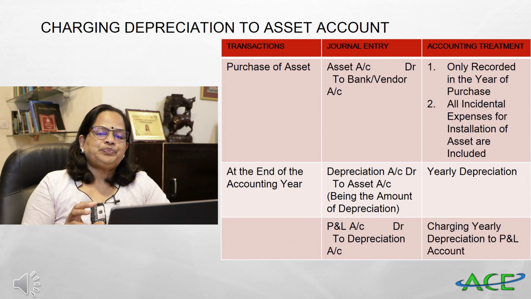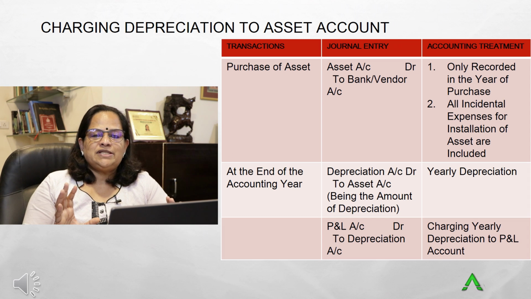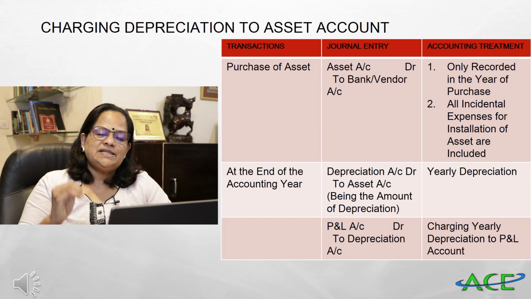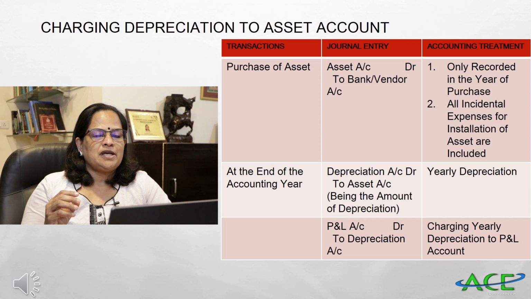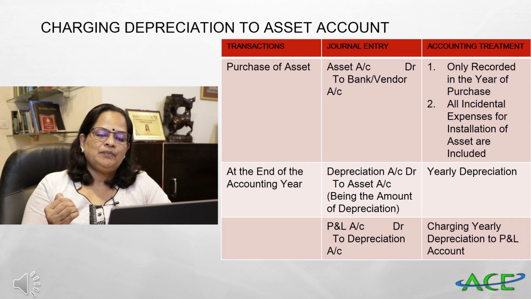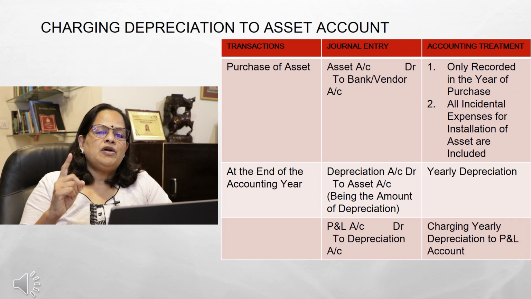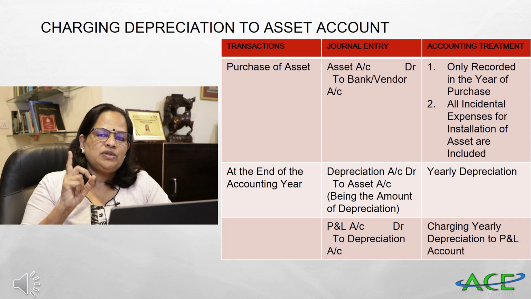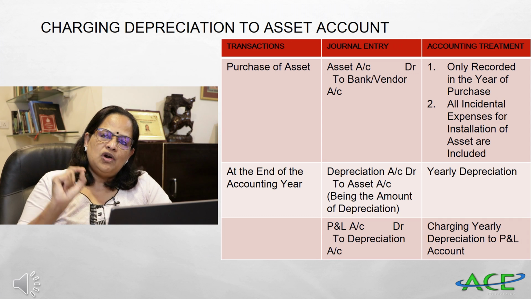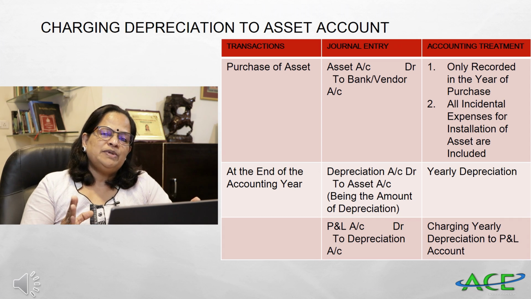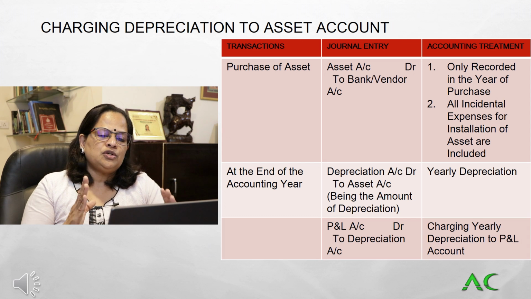So the first one, charging depreciation to asset account. Which journal entries do we have to pass? When you are purchasing an asset, asset account debtor to bank account or vendor account. Bank account if you are making immediate payment, vendor account if it's a credit transaction. But remember, this is recorded only in the year of purchase. Every year we will not record it, because we purchase the asset only in the first year. All incidental expenses, installation charges, and any extra expenses we have incurred for putting the machinery to use will be added to the cost of machinery.